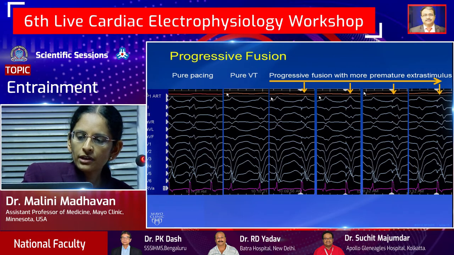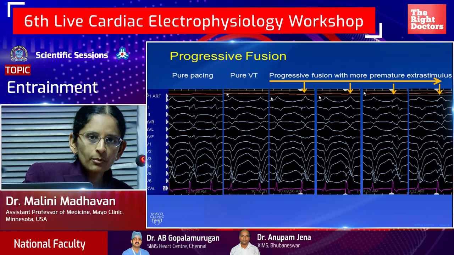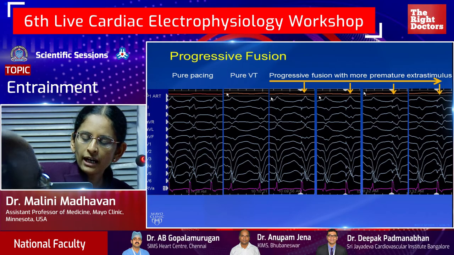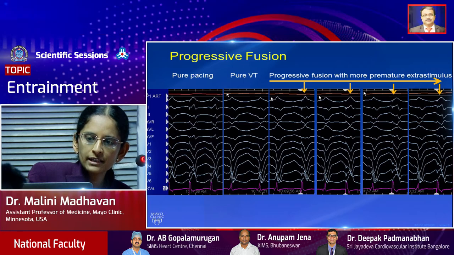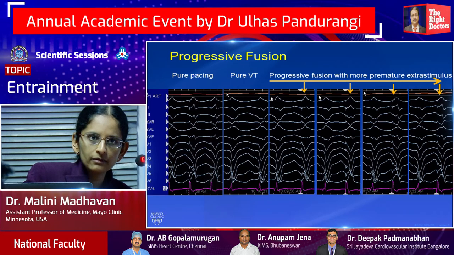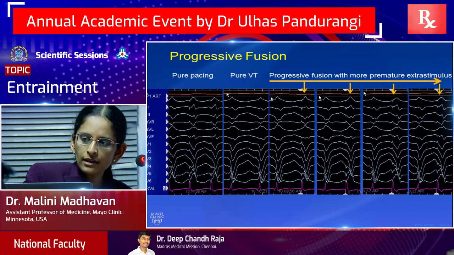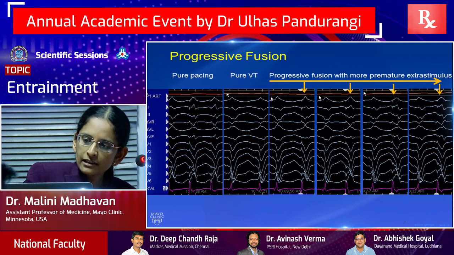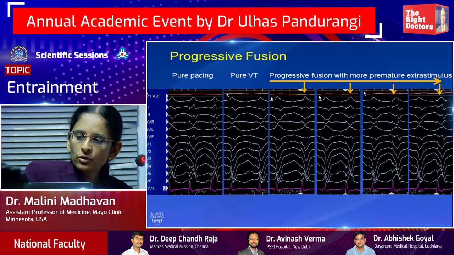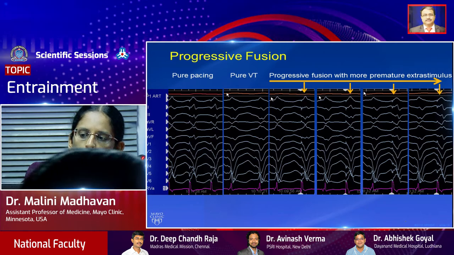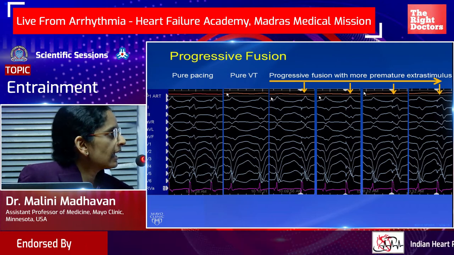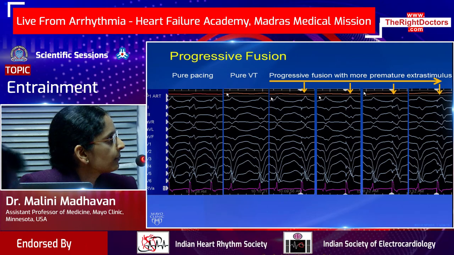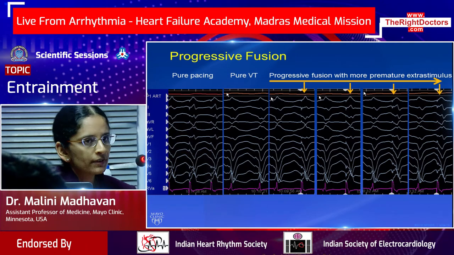So here, this is a late coupled PVC. You have fusion, but a lot of this looks like VT and a little less like the paced beat. And this is a little earlier PVC. You're going to start seeing that it looks more and more like the paced beat. So for example, in lead two, you actually have an R wave compared to the pure VT beat.